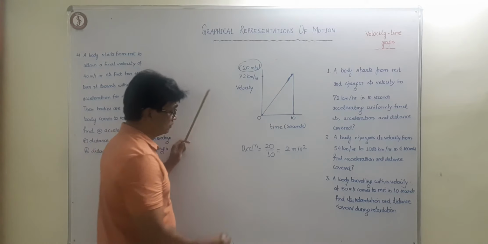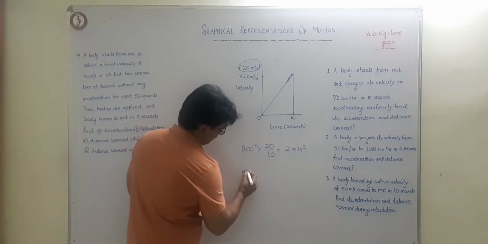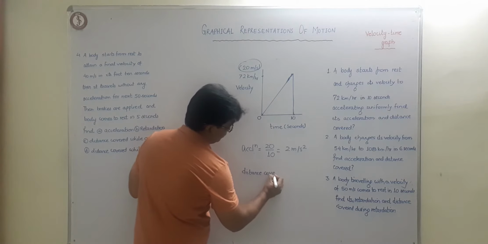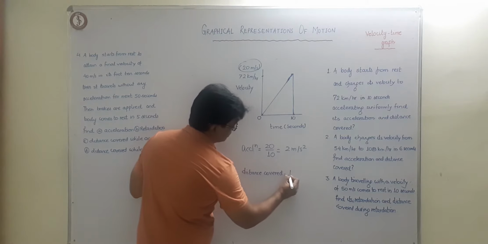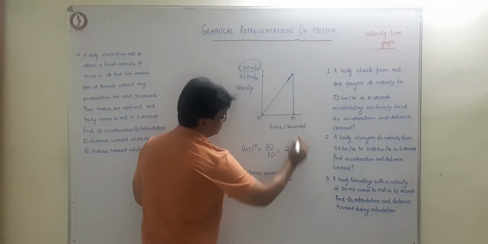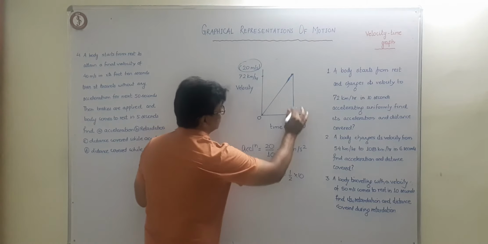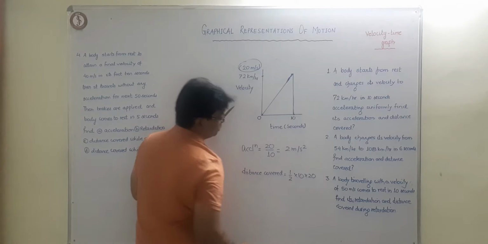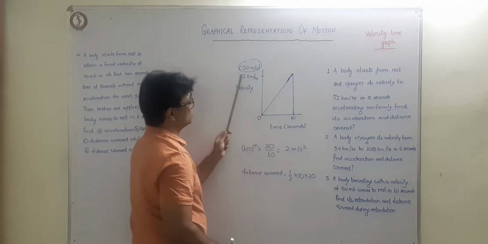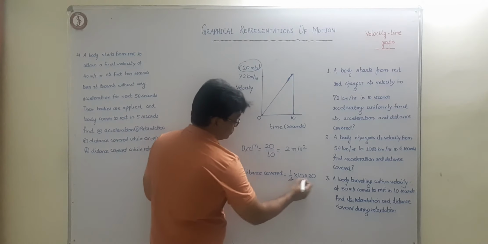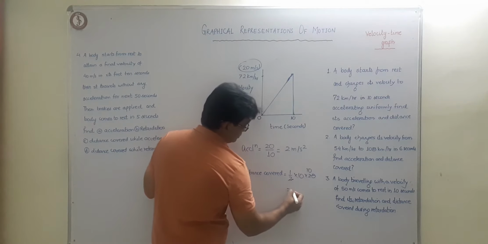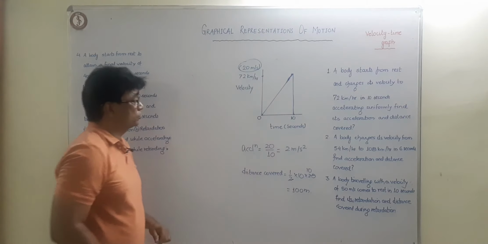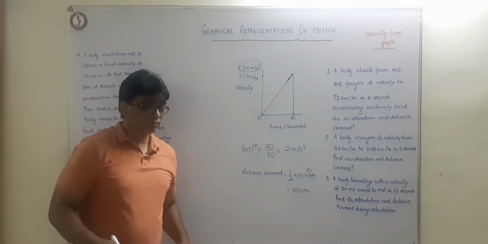Now distance covered is very simple, it is the area of the graph. Half into base, which is 10, and height, which is 20. Sometimes you will forget to change the unit, that's not good. Time is in seconds, so we should have meter per second. So it has gone 100 meters. So this is the first question finished.